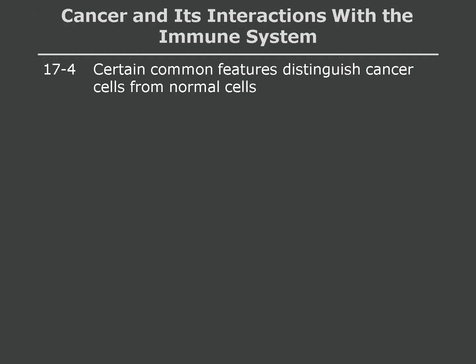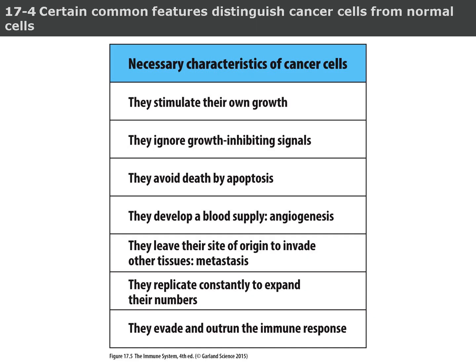Certain common features distinguish cancer cells from normal cells. Cancer cells possess a distinct set of characteristics that differentiate them from normal cells. They stimulate their own growth, ignore signals that would normally inhibit cell proliferation, and avoid programmed cell death through resistance to apoptosis. Cancer cells also develop their own blood supply by promoting angiogenesis, allowing for sustained growth. They acquire the ability to invade surrounding tissues and spread to distant sites through metastasis. Furthermore, they replicate continuously and evade detection or destruction by the immune system.